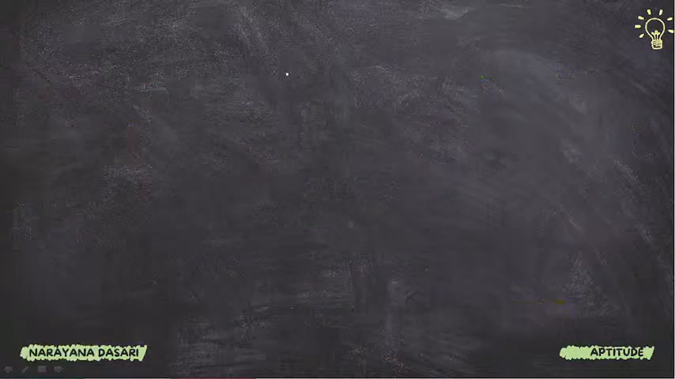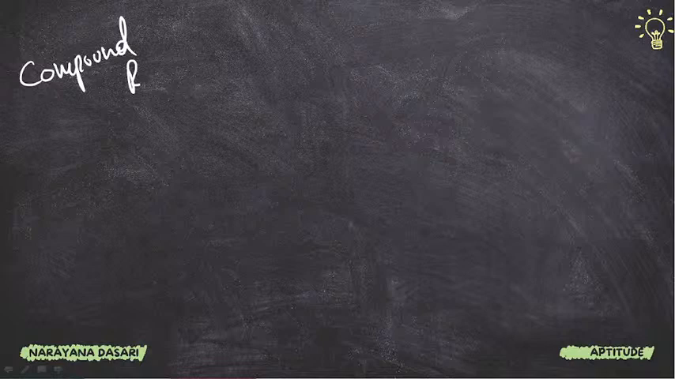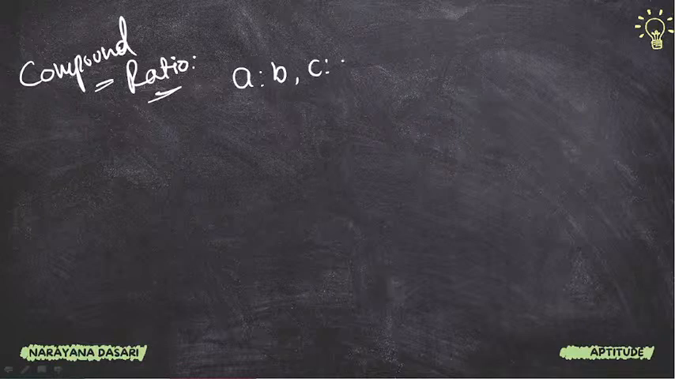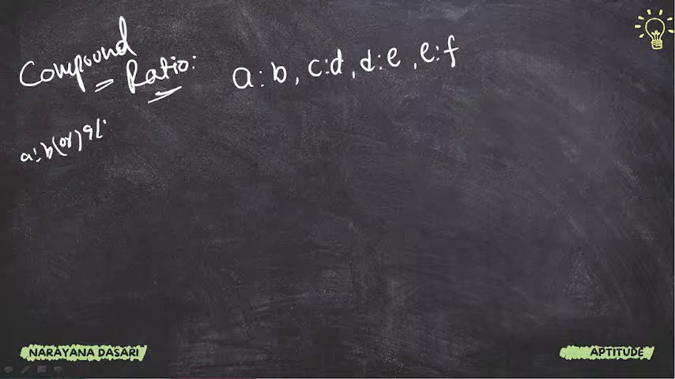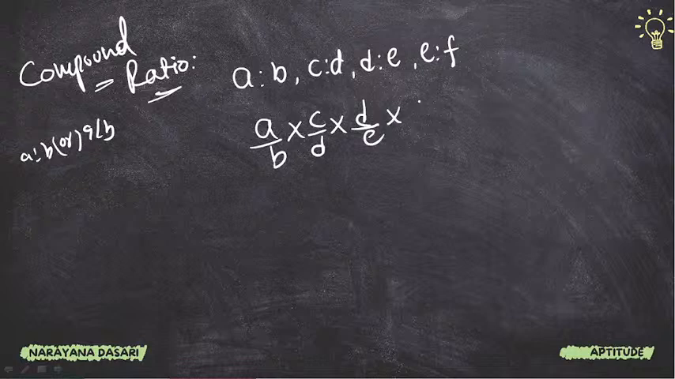And coming to the next point, compound ratio. For example, A is to B, C is to D, D is to E, and E is to F. Find out the compound ratio. Already you know, guys, A is to B or A by B is the same. So A is to B can be written as A by B into C by D into D by E into E by F, and so on.